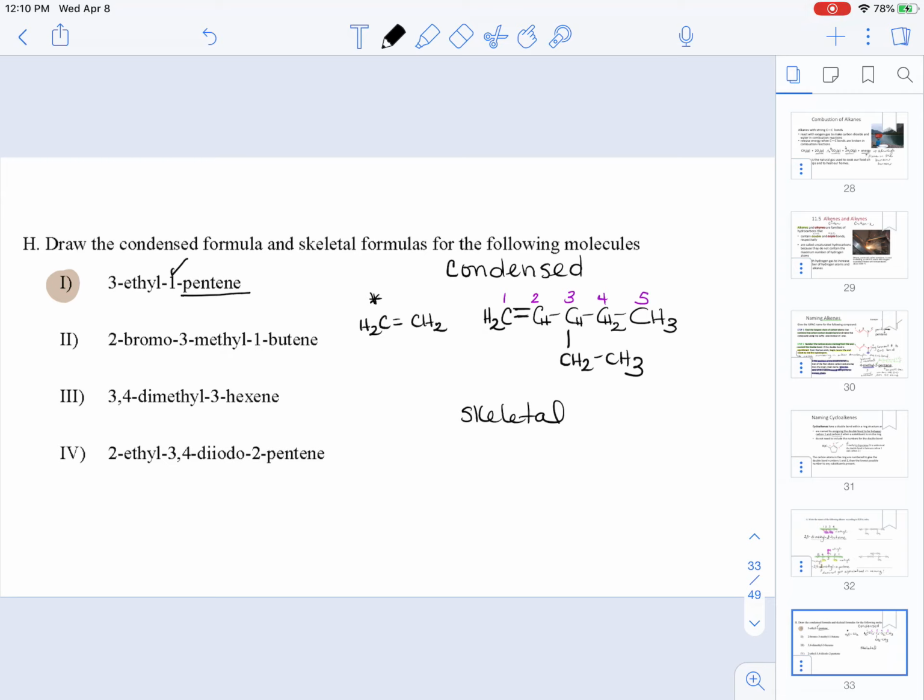Now, when we're doing the skeletal structure for these molecules, what we need to do is similar to how we have practiced for the alkanes. The minute that your writing utensil touches the paper, that is carbon 1. Our longest carbon chain has 5, so this is carbon 1, carbon 2, carbon 3, carbon 4, carbon 5. We are going to write a double bond between carbon 1 and 2. Okay?